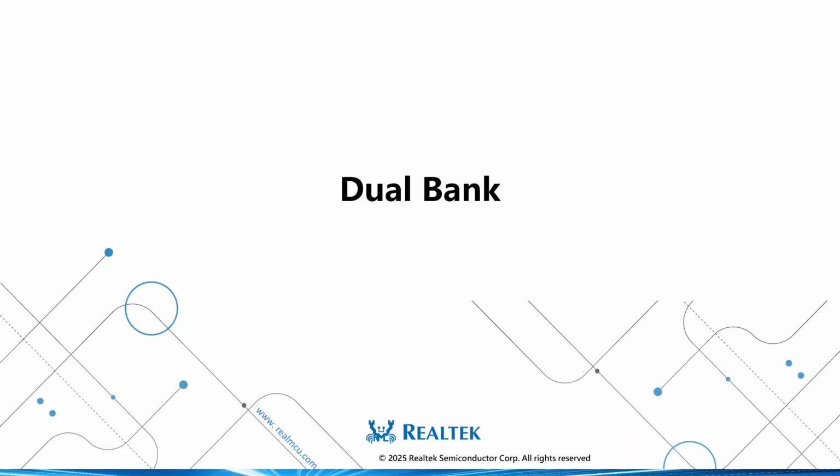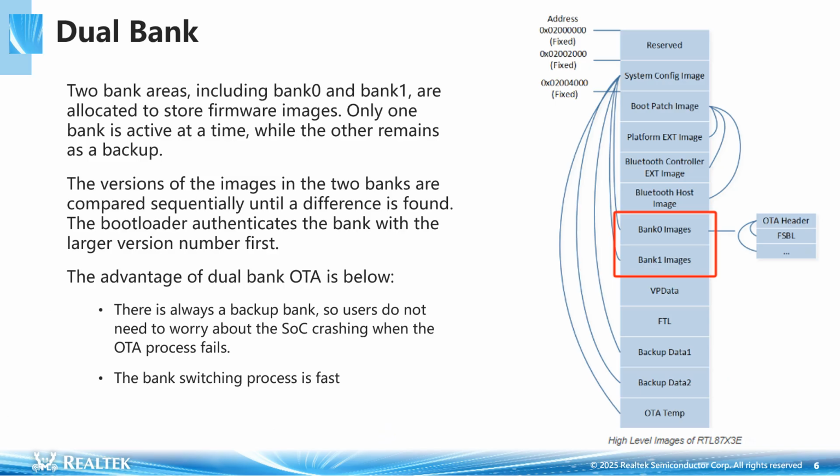Dual bank. 2 bank areas, including Bank 0 and Bank 1, are allocated to store firmware images. Only one bank is active at a time, while the other remains as a backup. The versions of the images in the 2 banks are compared sequentially until a difference is found. The bootloader authenticates the bank with the higher version number first.